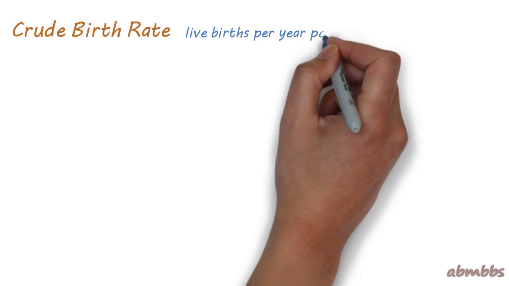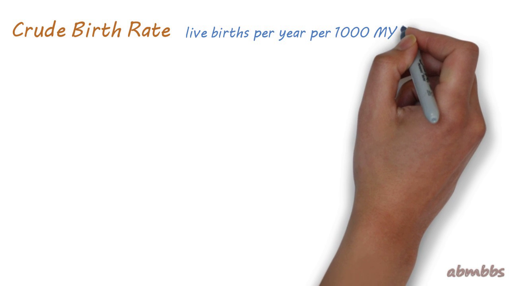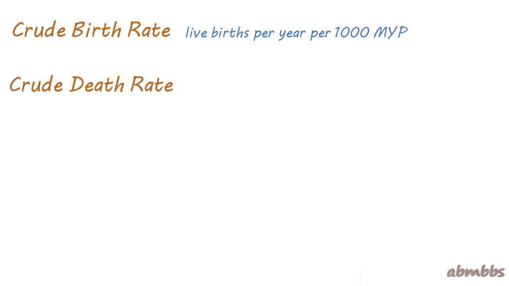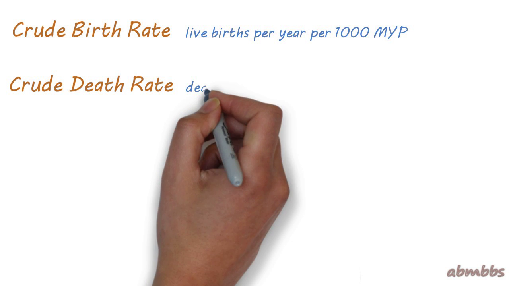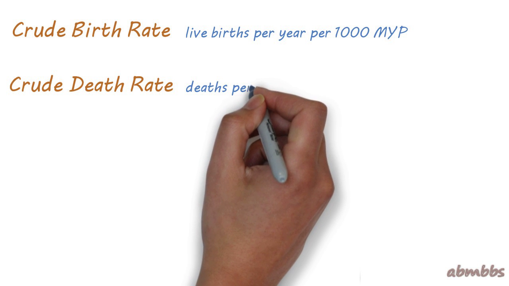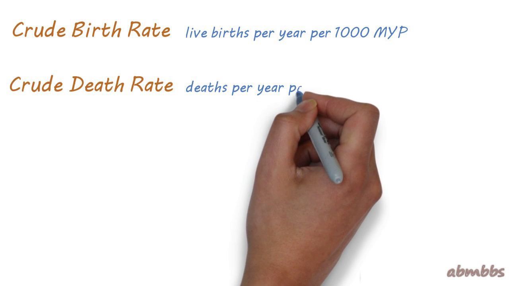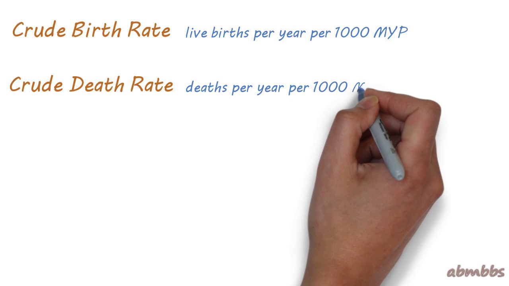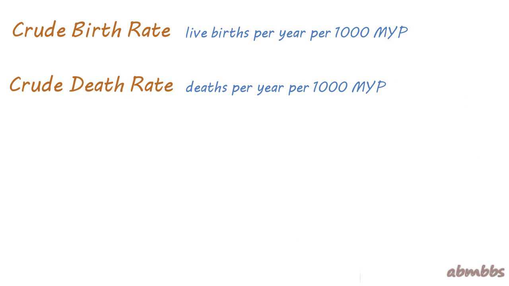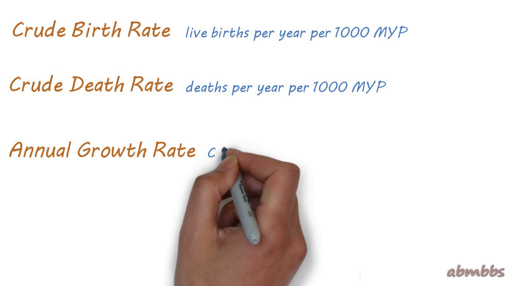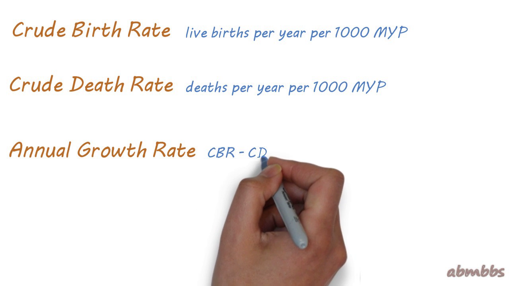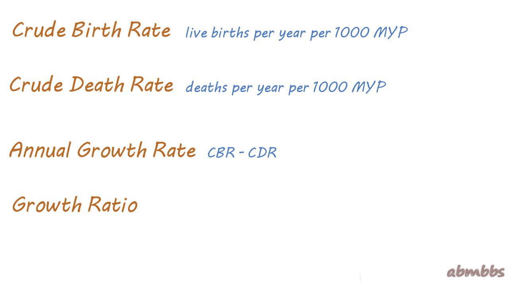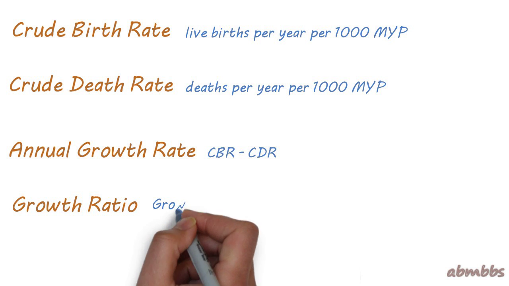First is crude birth rate. It is the number of live births per year per 1000 mid-year population. Crude death rate. It is the number of deaths per year per 1000 mid-year population. Annual growth rate is the crude birth rate minus crude death rate. Finally, growth ratio is the growth rate into 100.